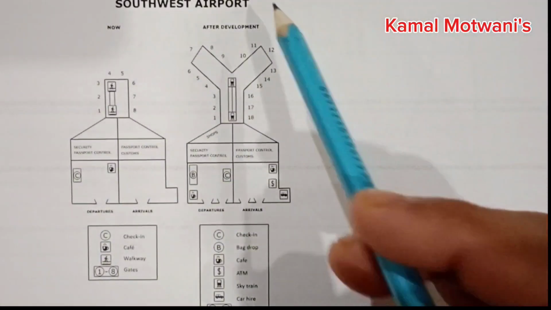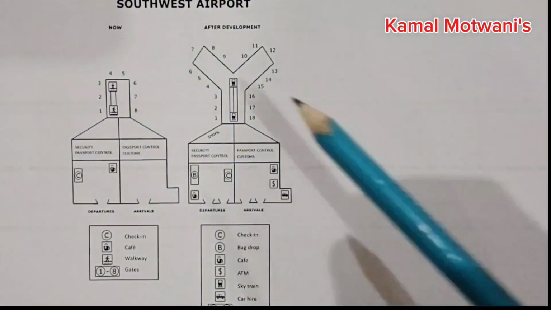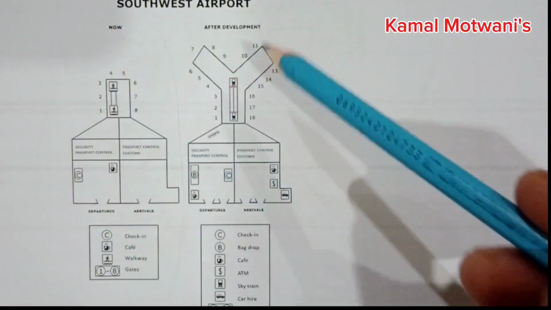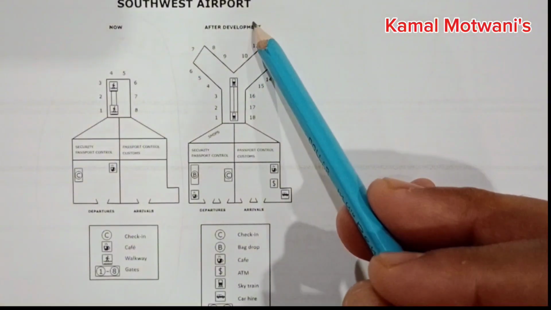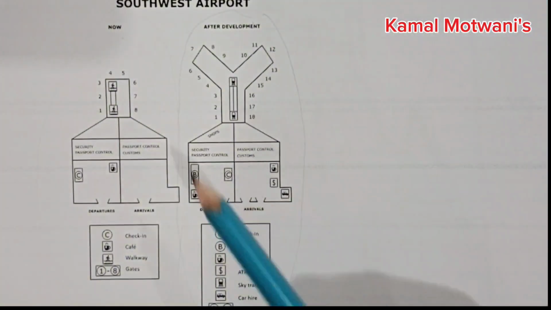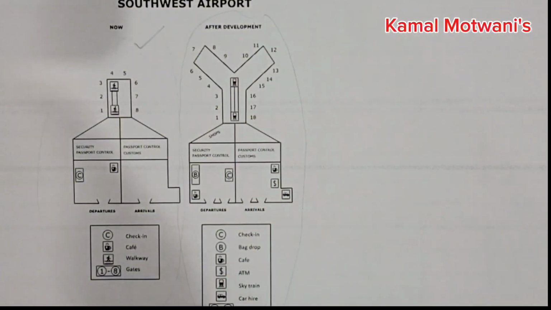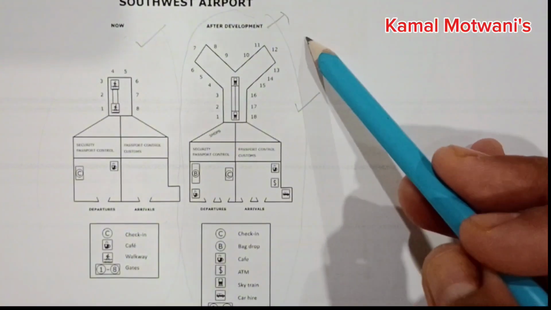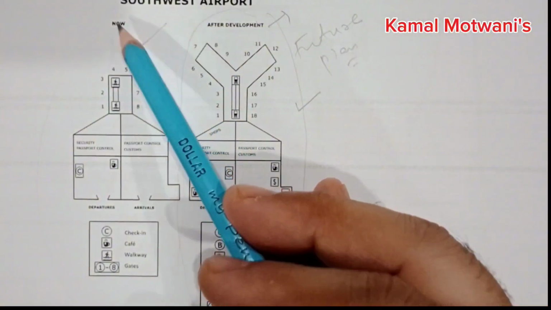So here is an example of Southwest Airport. This is how Southwest Airport looks now, or this is the infrastructure of Southwest Airport now. And this is after development, which means this is the future plan of Southwest Airport. This is how Southwest Airport looks now, and this is how it will look after the development. So this is the future plan, and this is how it looks now.